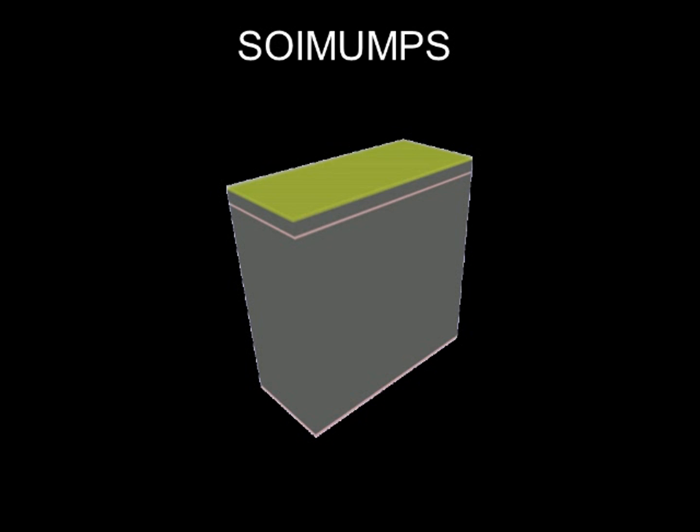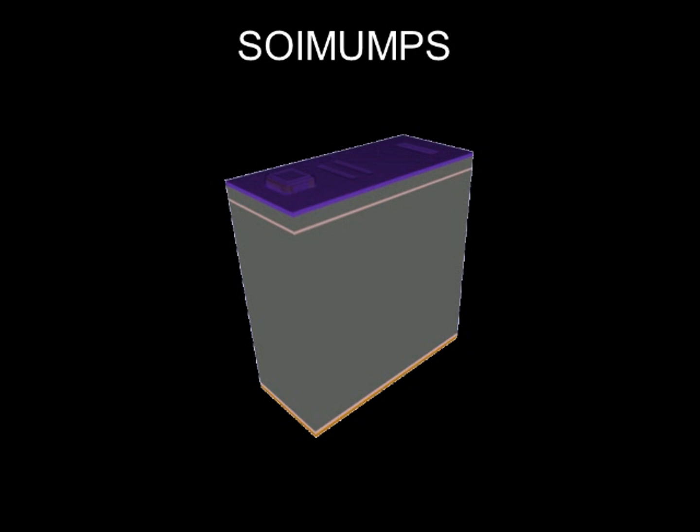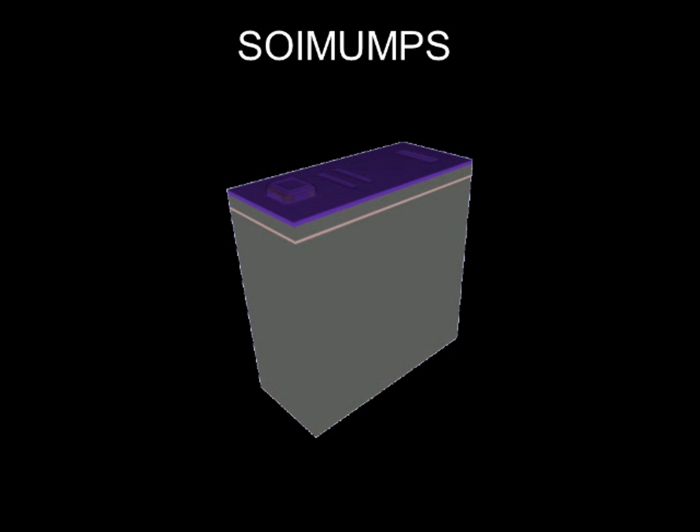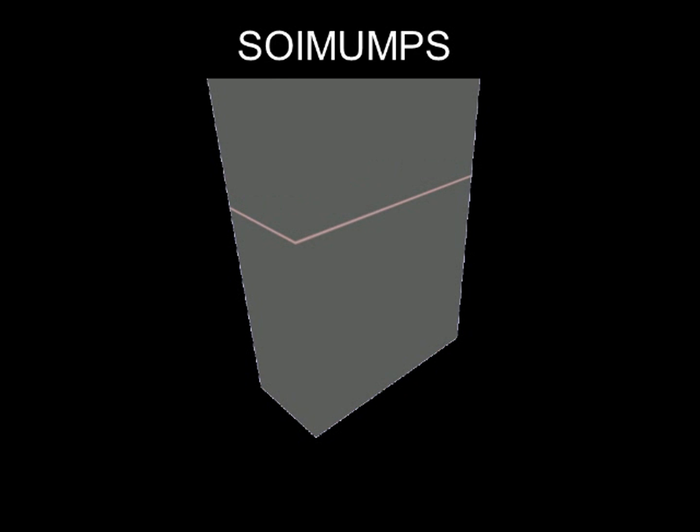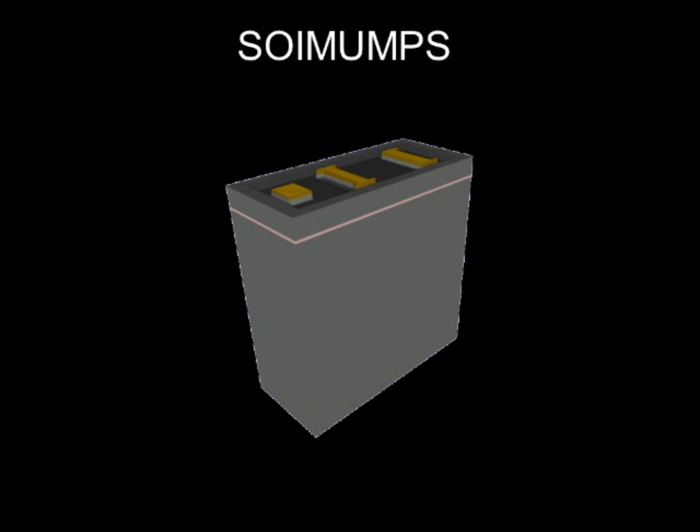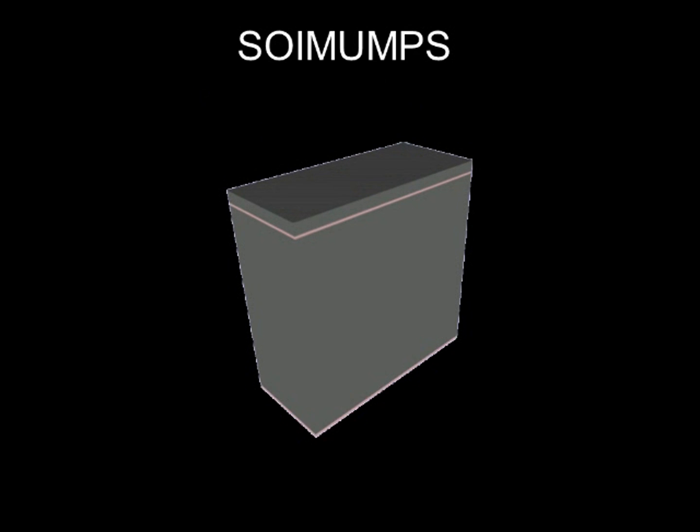Next, here's the SOI MUMPS process flow. SOI stands for silicon on insulator. And common applications for SOI MUMPS are gyros, certain optical devices, and they're commonly seen in some display technologies.